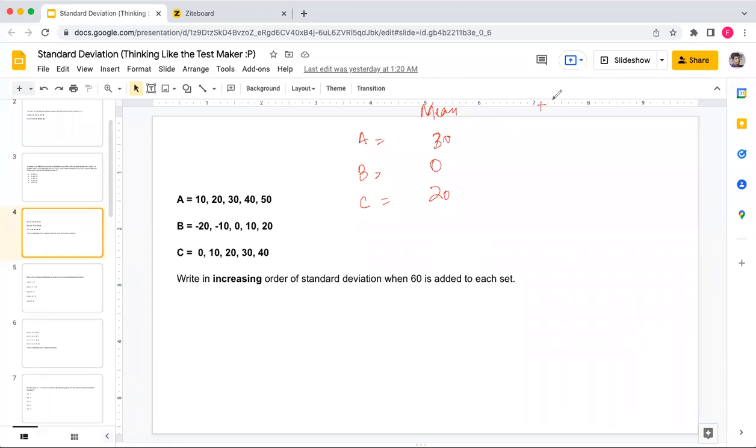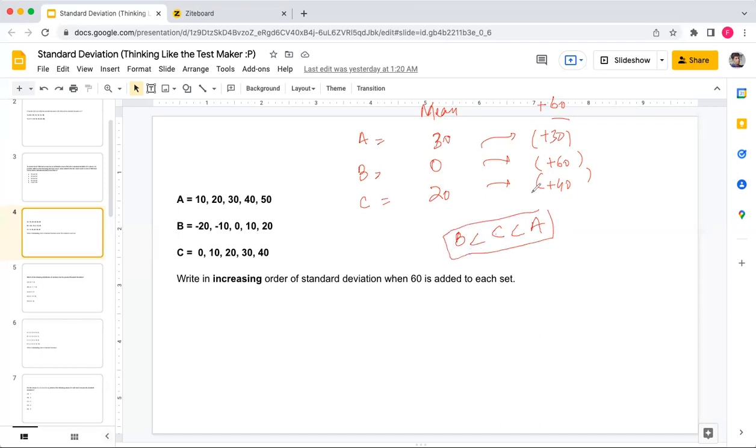And if you add 60 in this, 60 is how much above 30? Plus 30. How much above B? Plus 60. And how much above C? Plus 40, right? Now you can see this much increase in deviation by adding 60. So if you add 60, the standard deviation of B will be increased by the greatest amount. Afterward, data set C will be increased less than B, and this will be increased less than A.